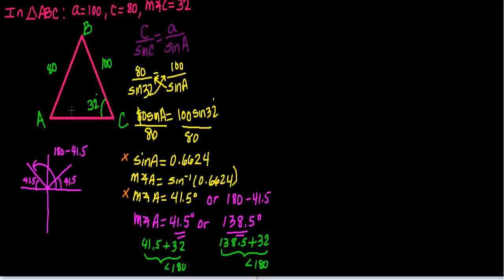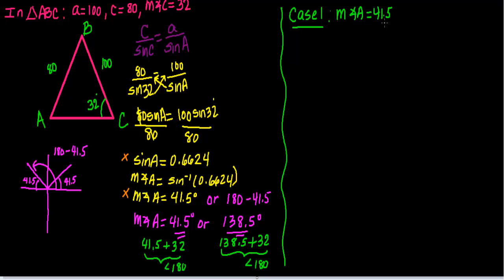So this means that for these particular measures, I will have the same measures in two different triangles. Since two different triangles exist, I have to solve two different triangles, okay? So that's double the work, right? I'm going to write here case 1. Case 1 is going to be when the measure of angle A equals 41.5. I'm going to solve the triangle first using this angle measure.